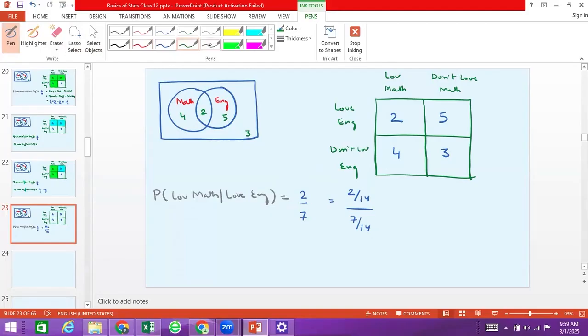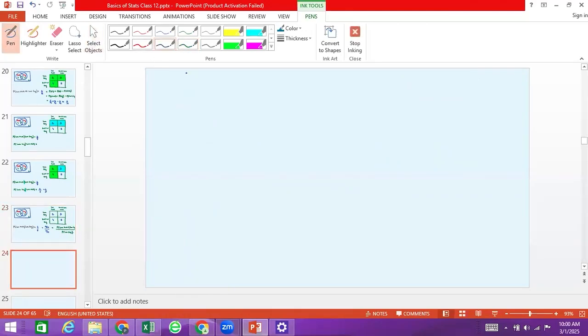So 2 by 14 is nothing but the people who love both English and math. So 2 by 14 is the probability of loving math and loving English. Is that correct? Yes. What is 7 by 14? It is the probability of loving English. Okay, if I have to rewrite it, I'll rewrite it like this.